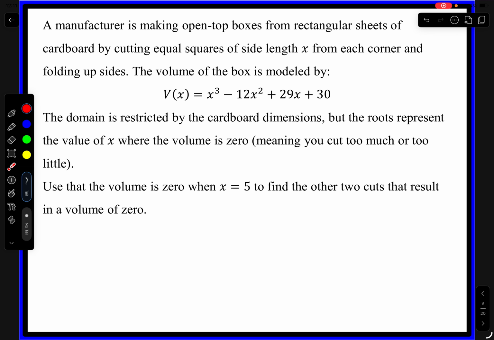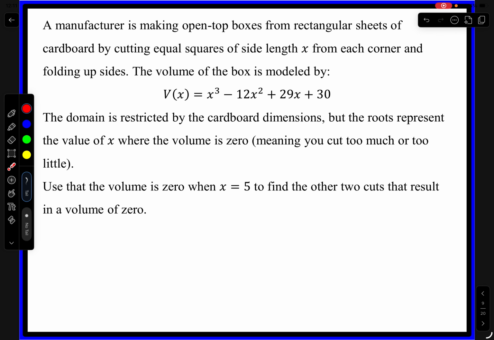Now the domain is restricted by the cardboard dimensions, but the roots represent the values of x where the volume is equal to 0, meaning that you either cut the square too big or too small and you don't end up with a box, or you end up with a box that has 0 volume and doesn't hold anything.